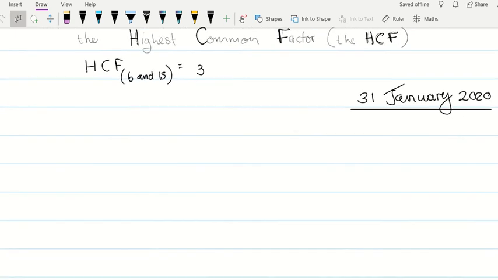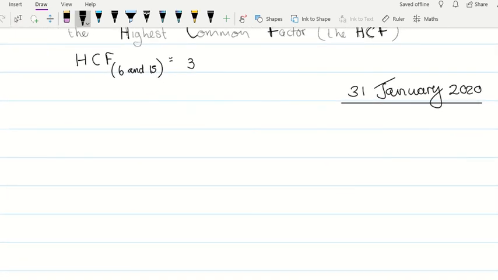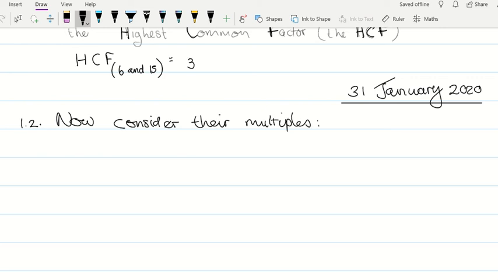Number 1.2, I'm going to write down, the question states: now consider their multiples. Now consider the multiples, and then list the first 10 multiples of 6. That is number 1.2.1.